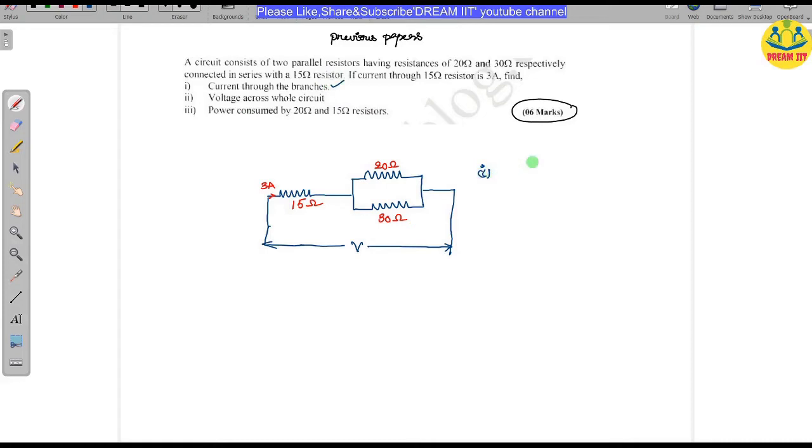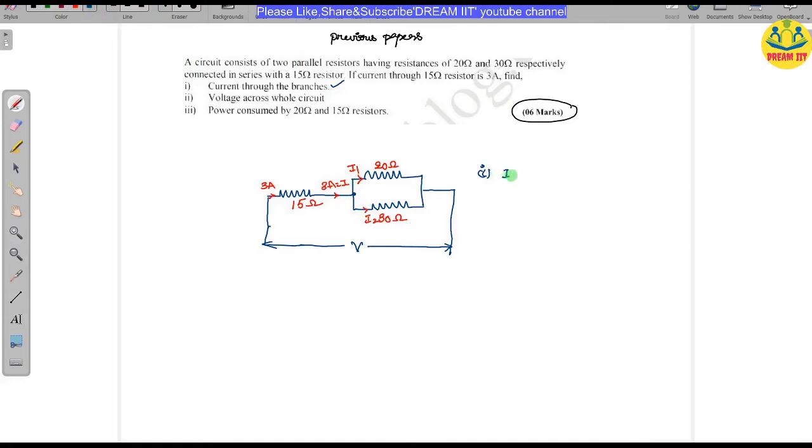Current flowing through branches. Here it is given, if you see, that the 3 amperes, after coming to that point, divides into some different currents. Let us consider those currents as I1 and I2, and the 3 amperes I am considering as I. Whenever you see this, you have to get the idea that you have to apply the current division rule, because you know the total current here and you have to find I1 and I2. So you have to apply the current division rule.